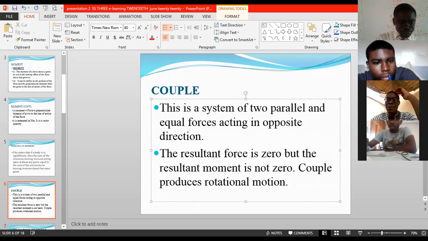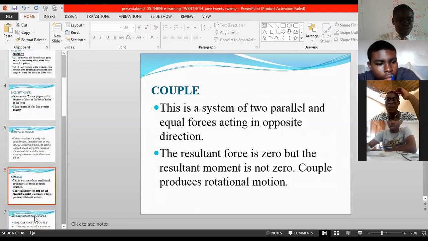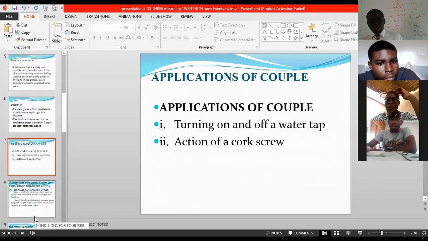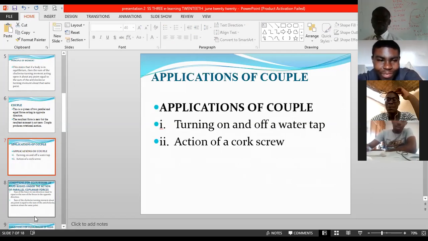Next, we have application of couple. Where can we use a couple? I think they asked it in one of the years. They said students should state the application of a couple. Where can you use a couple? So Isaac, don't say husband and wife again, no. Don't say husband and wife. A couple is a pair of forces that are equal in size but opposite in direction.